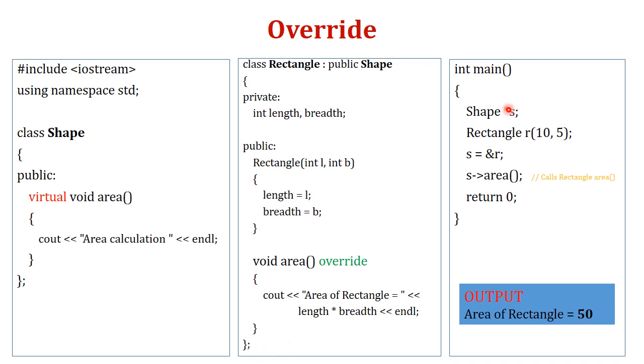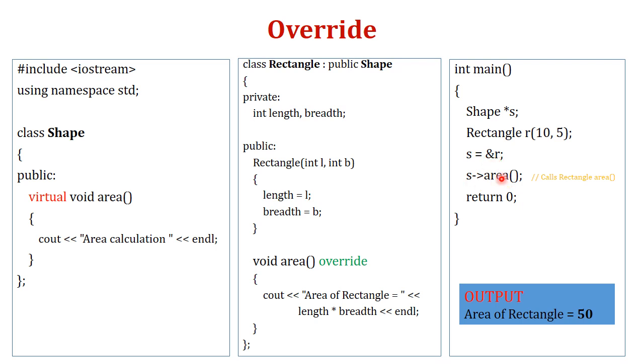So now the pointer variable is created from the shape class and an object is created from the rectangle class. At the same time we are passing the value. Automatically the value is assigned to length and breadth here. So now the pointer variable holds the address of the object. Now the pointer is pointing to the area.